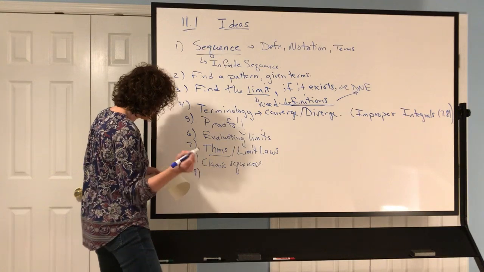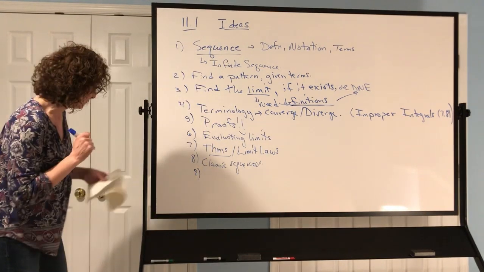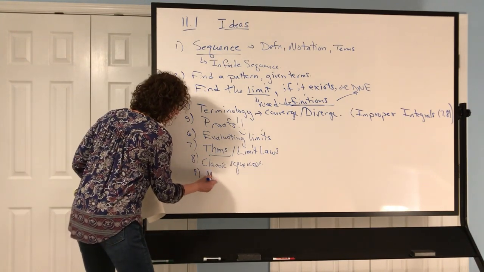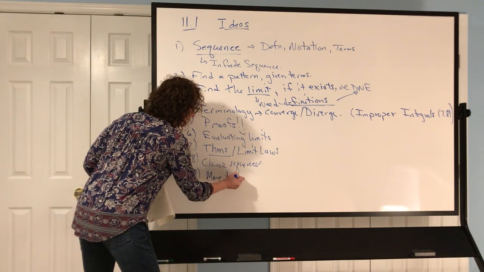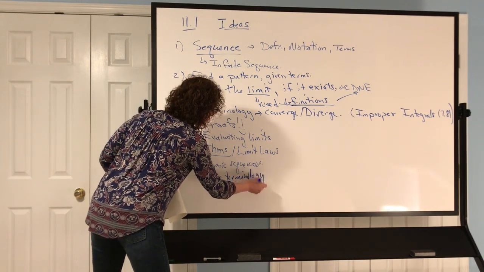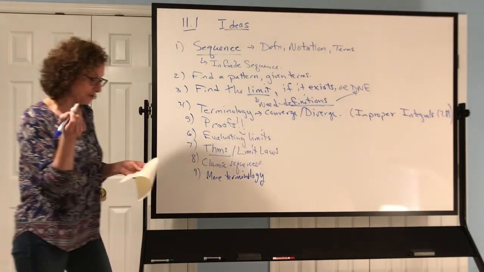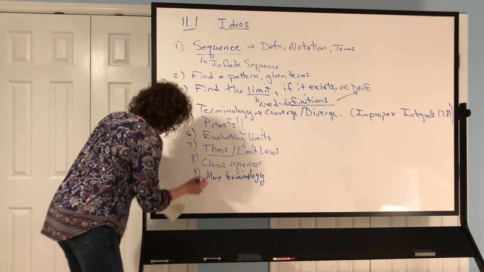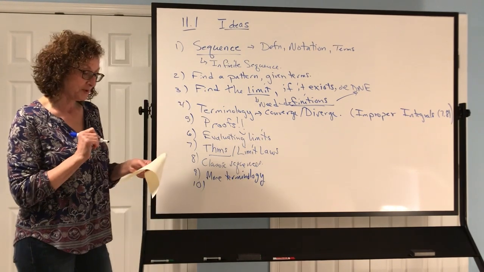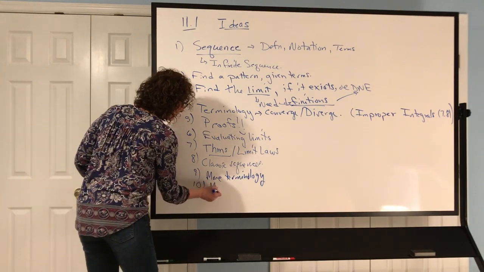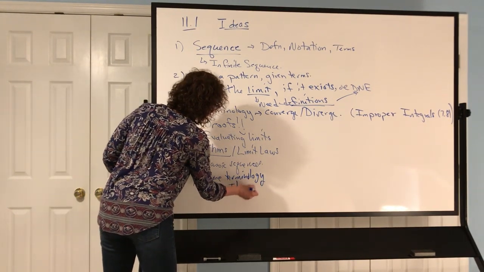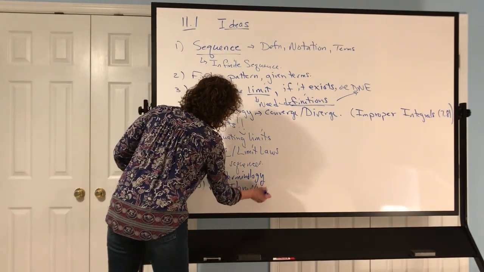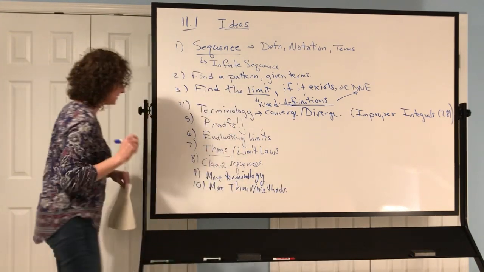So let's see, what else? What do we need? We're still not done, right? It's 11.1, we're on number 9. What are we going to do after that? Well, more terminology. Once we start getting comfortable, then we'll get some new vocab words and new definitions. Then once we have more vocab words and more definitions, what do we get? More theorems and methods that help us address the ideas of the sequence.